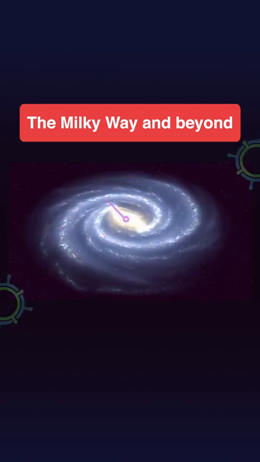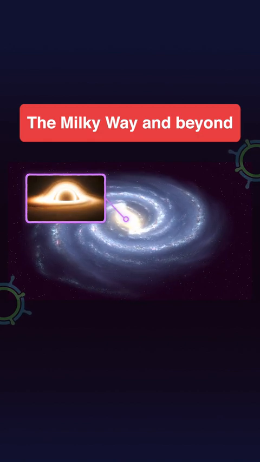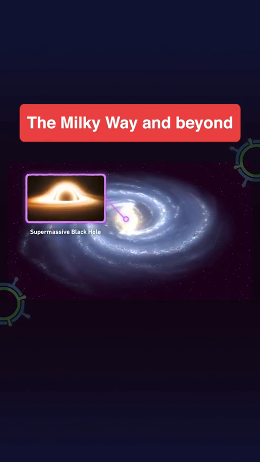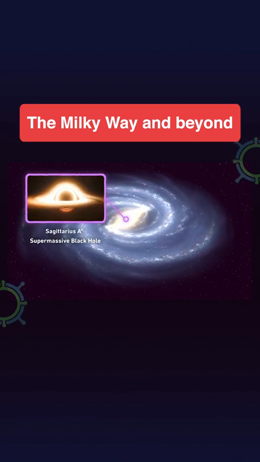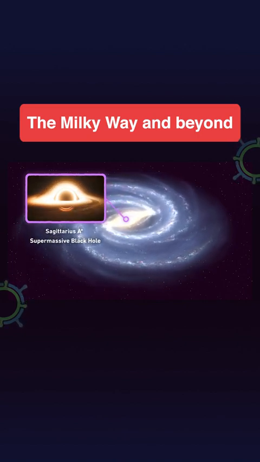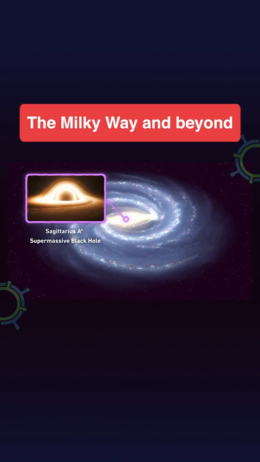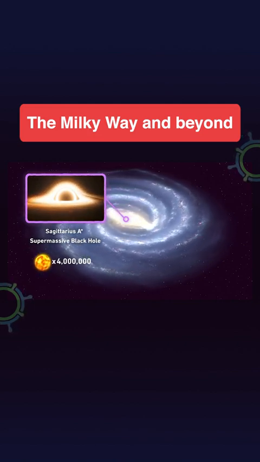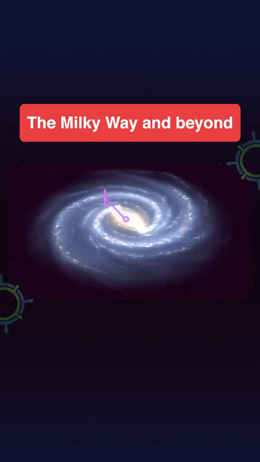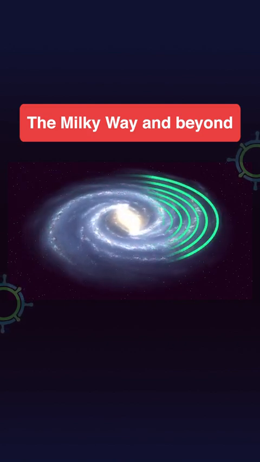The center of our galaxy, like all galaxies in the universe, is a supermassive black hole. In the case of the Milky Way, this black hole is known as Sagittarius A star. The size of this black hole is incredibly huge, as it is 4 million times larger than our Sun. Due to its enormous size and gravity, the components of our galaxy orbit around this black hole.